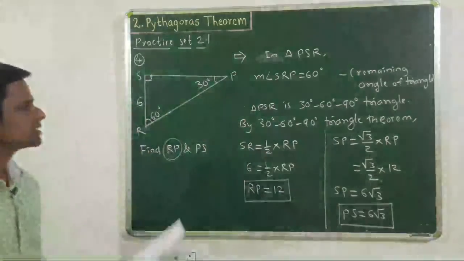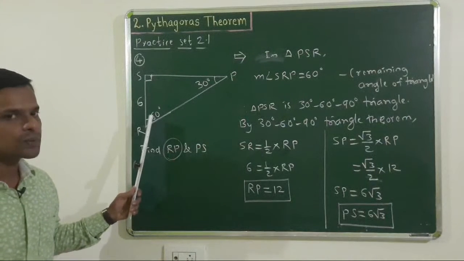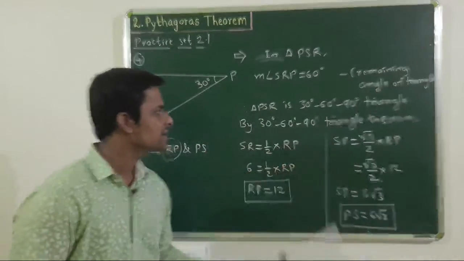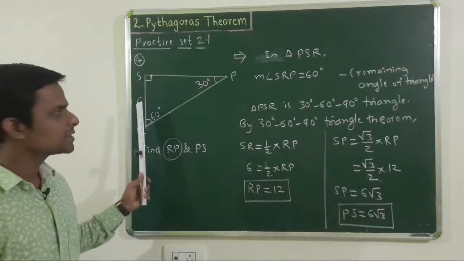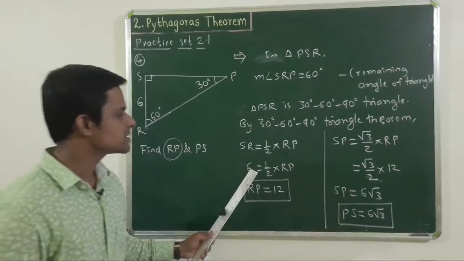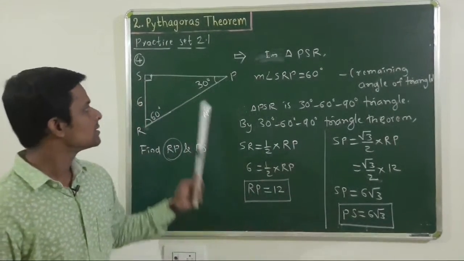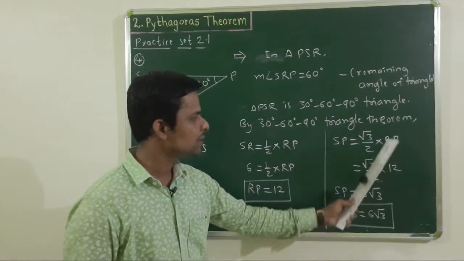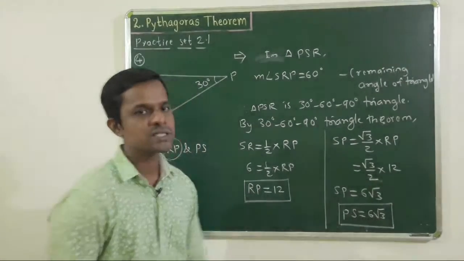See once again, there is one triangle given, one angle as 90 degree, another angle is 30 degree. Therefore the remaining angle of the triangle will be 60 degree, means triangle PSR is a 30, 60, 90 degree triangle. Hence by using the 30, 60, 90 degree triangle theorem, side opposite to 30 degree is half of hypotenuse. 6 is equal to half of RP, therefore RP, that is hypotenuse, is 12. Now side opposite to 60 degrees is root 3 by 2 times hypotenuse, that is root 3 by 2 into 12, which is 6 root 3. SP means PS is equal to 6 root 3.